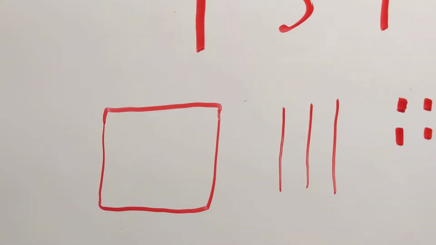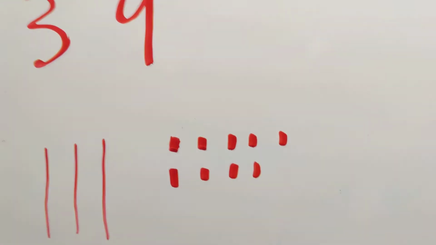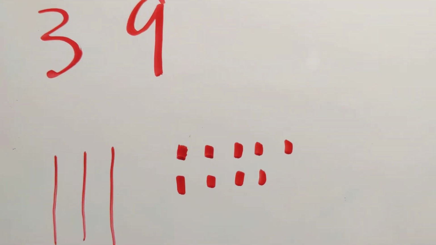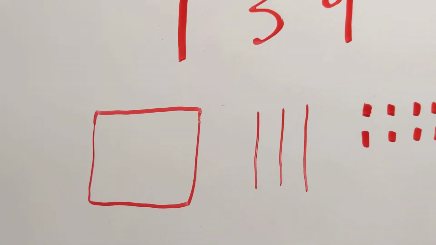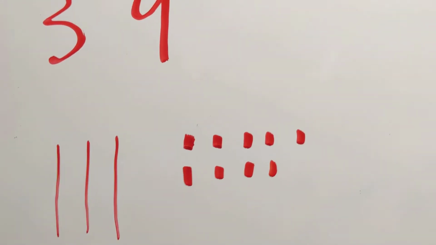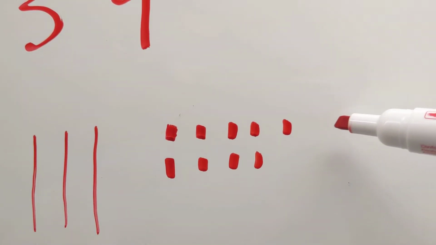So we have 100, and then we have 3 tens, and then the units are usually just little squares or little dots. Either one works. We just have to make sure that they look different from the big square. So we have 9 of those, and you'll notice I put 5 of them down, and then I put 4 more underneath.